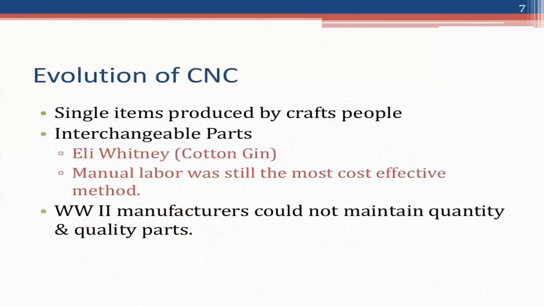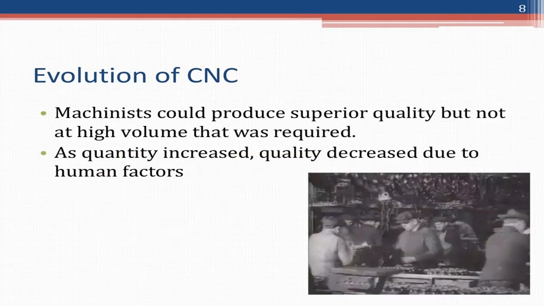The evolution of CNC: single-item products by craftspeople, and then interchangeable parts. Manual labor was still used as a cost-effective method, and manufacturers could not measure the quantity and quality of parts. Before CNC, we could not maintain the quantity and quality of parts when using manual labor. A machinist could produce superior quality but not at the high volume that is required. As quantity increased, quality decreased due to the human factor.